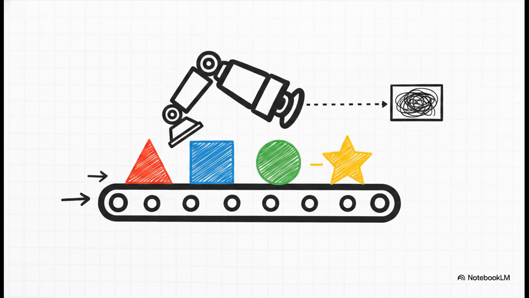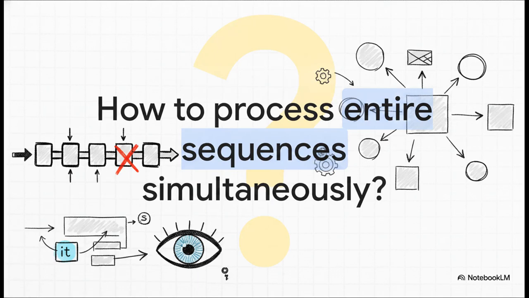Processing one word at a time is incredibly slow. Plus, they still really struggle to remember context from, say, 100 words ago. So, processing word by word is a huge bottleneck. This led researchers to ask a really important question. Is there a way to look at everything all at once?